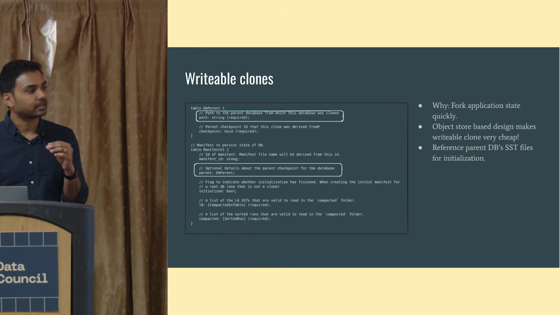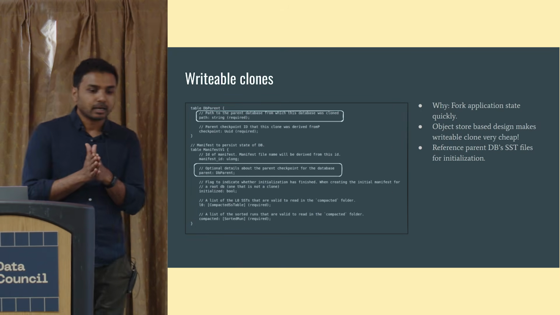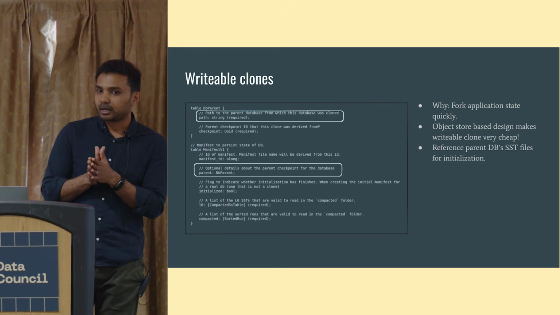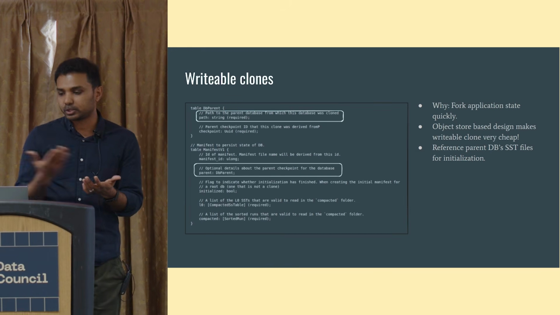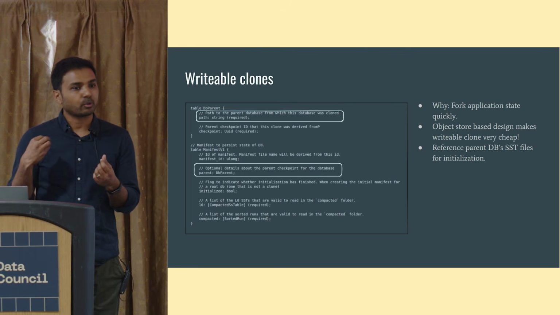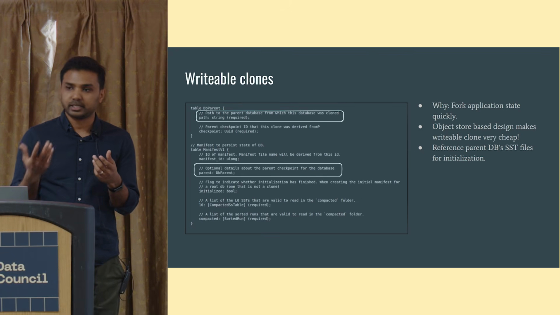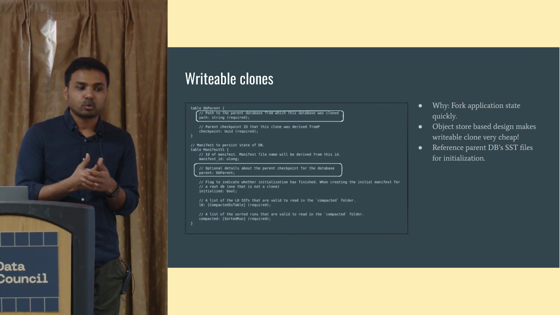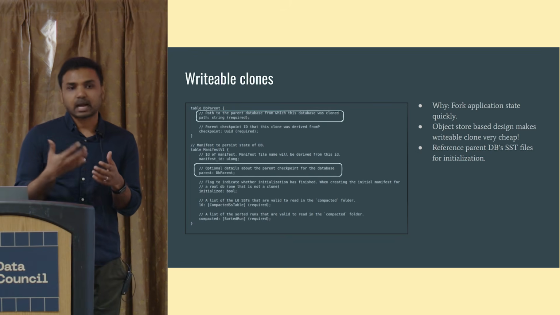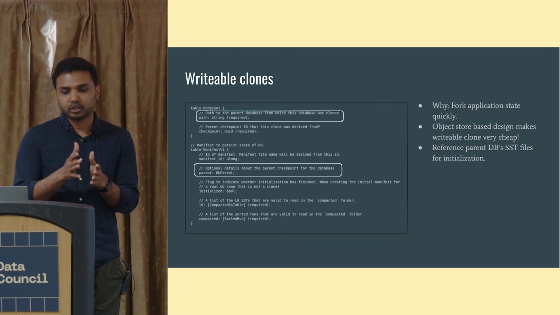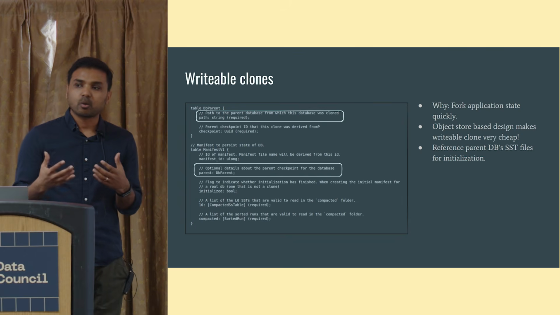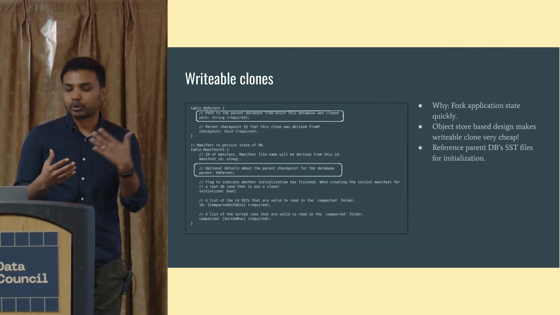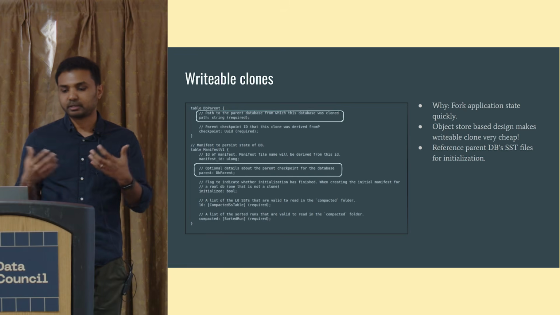Next thing is writable clones. The scenario is something like this. Say you have a Flink application or a Kafka Streams application, and it is using SlateDB for state store, and you want to experiment with a change. You want to write a new version of this application. You would want to start from the state, and the new application is going to mutate the state as well. You don't want the production version to be impacted by this change.